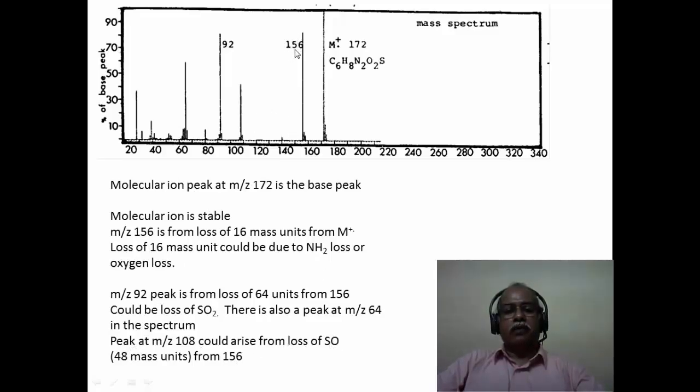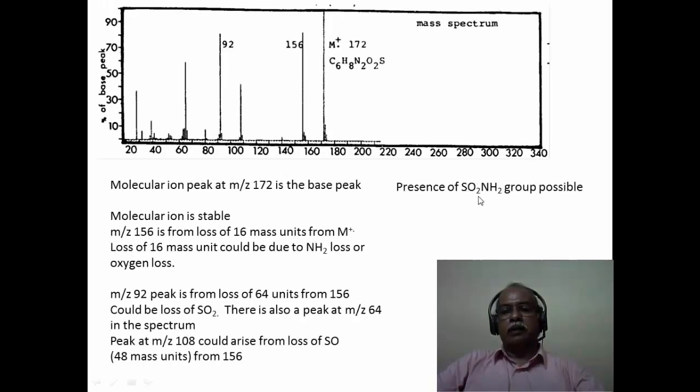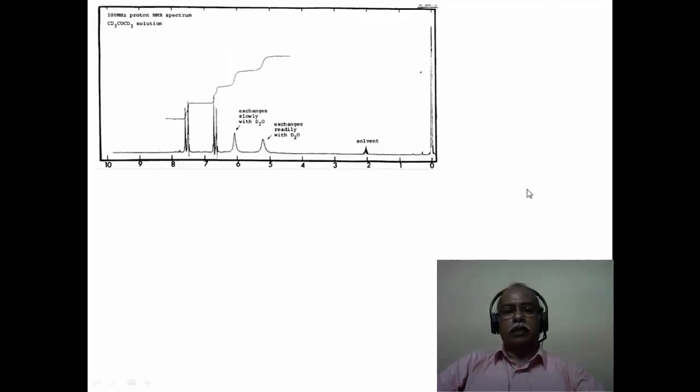Loss of 64 mass units corresponding to SO2 will give this particular fragmentation in this case. So the presence of an SO2NH2 group is possible. In other words, a sulfonamide group is possible. So one has to look for the exchangeable hydrogen. If the sulfonamide group is here, this is an exchangeable hydrogen, so one can look for an exchangeable hydrogen in the proton NMR spectrum.